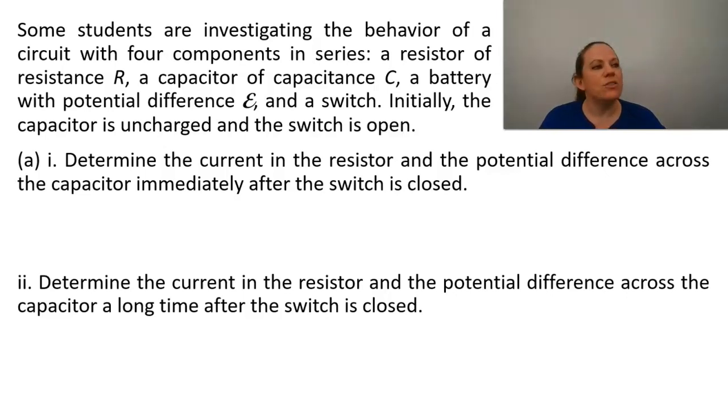So, because there's no charge on the capacitor, there's no potential difference across it. Therefore, the entire battery potential is across the resistor, so the current is that potential divided by the resistance. Note that we don't actually have to give any explanation here. We just need to indicate that the current is equal to the EMF divided by the resistance, and the voltage across the capacitor is 0, and right there is our point.